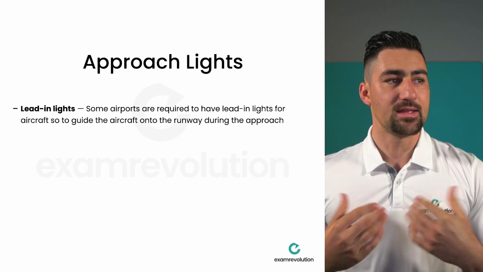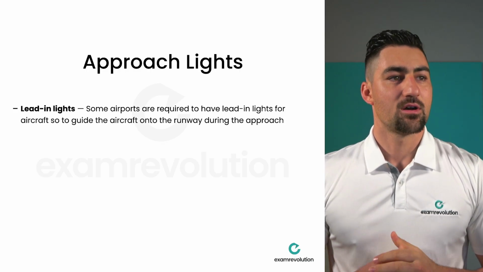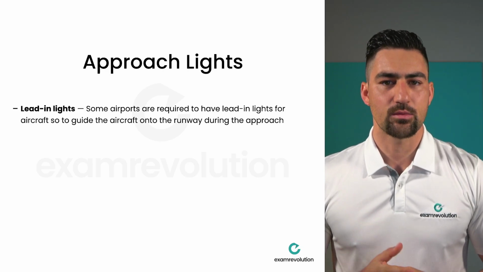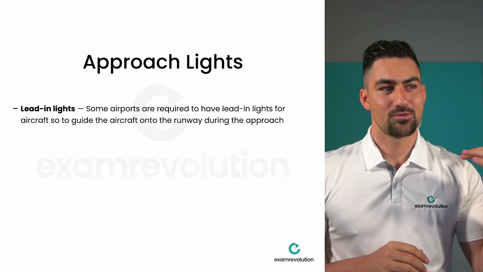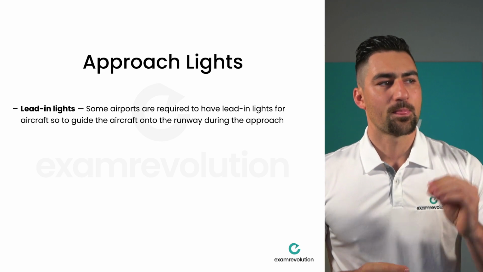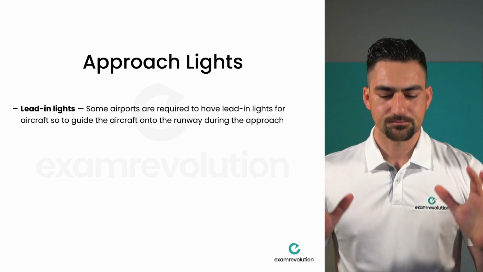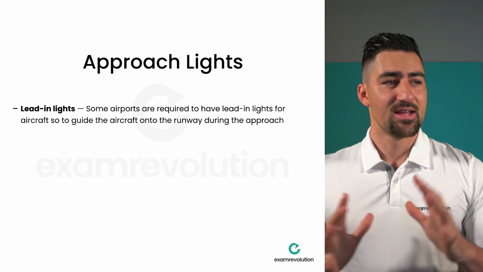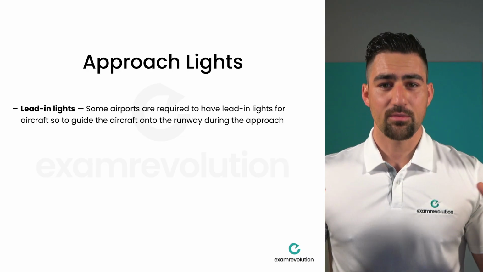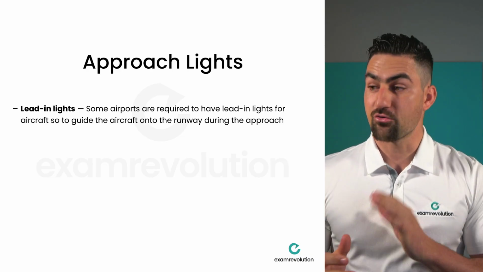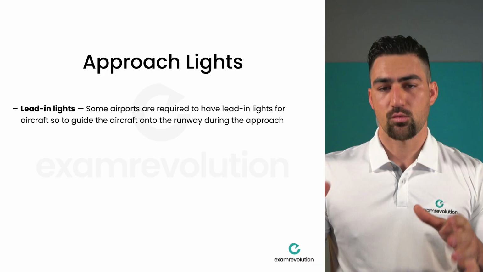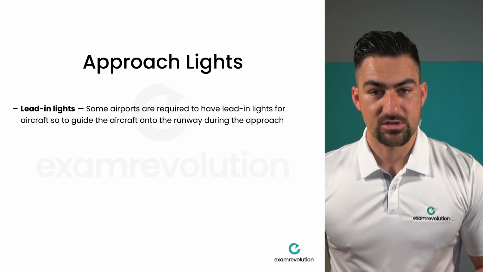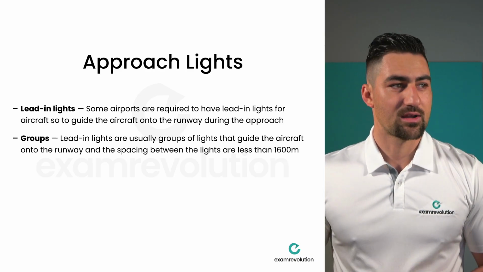Then if we talk about lead-in lights, some airports are required to have lead-in lights for aircraft, so to guide the aircraft onto the runway during the approach. This is not something that you see very often. However, they typically use lead-in lights in cities where the airport is almost like in the middle of the city, and where there's a lot of very bright lights around the airport. So you really struggle to see the runway lights and the approach lights just because there's so much going on. That's typically where they use lead-in lights, in cities that have a lot of bright lights.